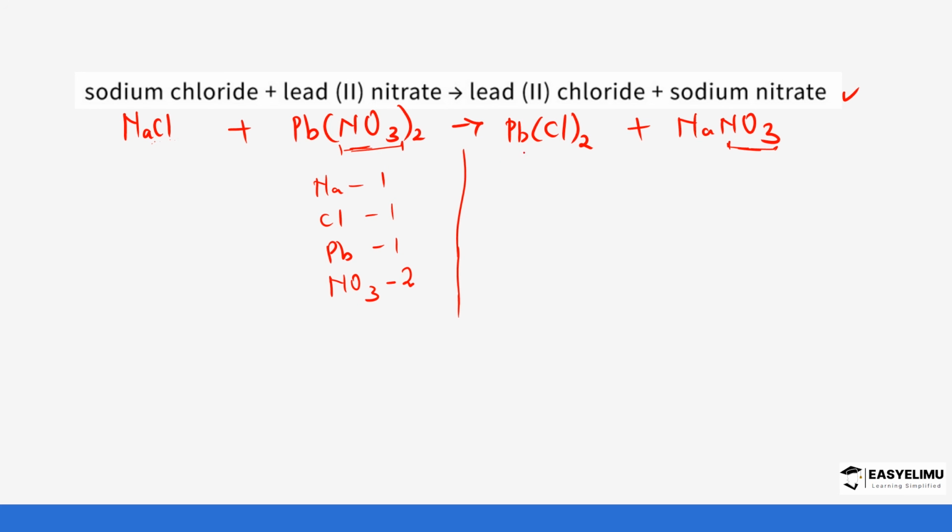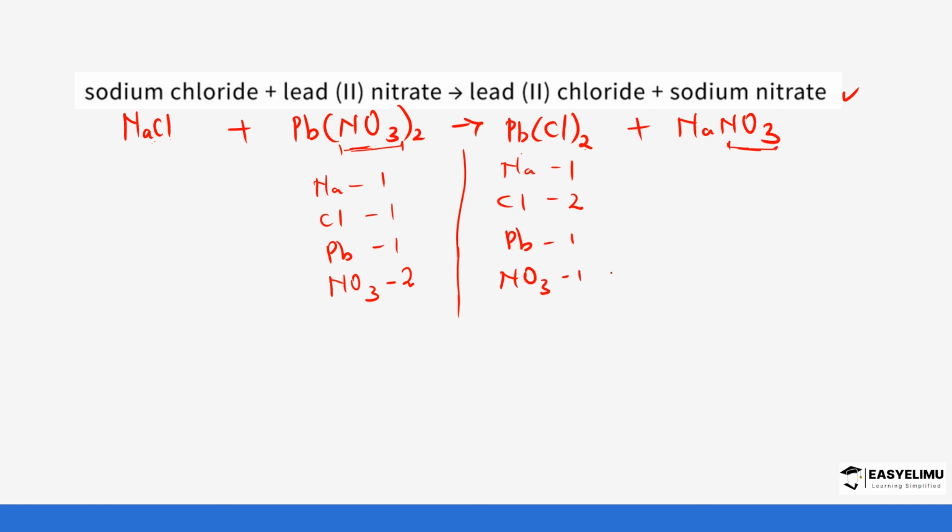We repeat the same way. Sodium is 1 as well. Chlorine, you can see it's in a bracket with a 2. So there are 2 of them. And then lead is also 1. You can see the subscript is 1. And the nitrate is also 1, as you can see, there's no bracket involved. So let's see, our sodium is balanced, chlorine not balanced, lead balanced, and our nitrate is not balanced.